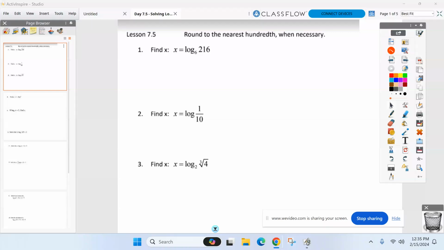All right, here we go. 7.5. This is it for as far as the types of equations. All right, this is going to be it.